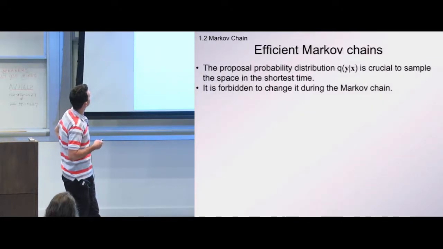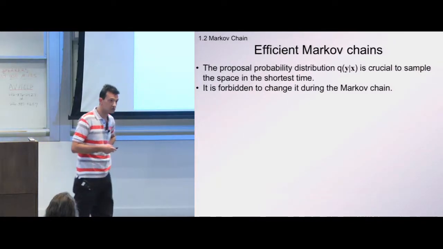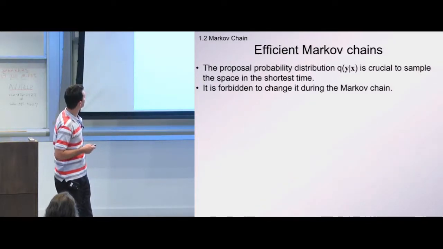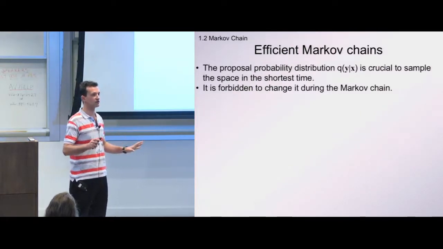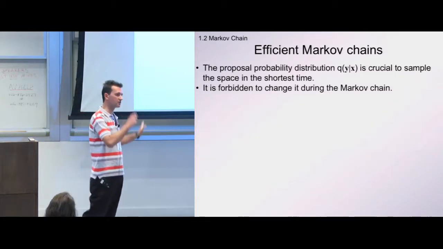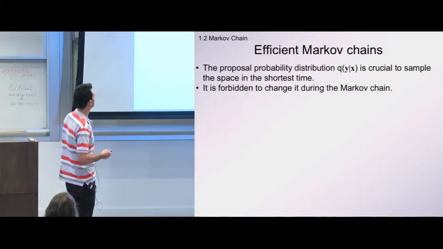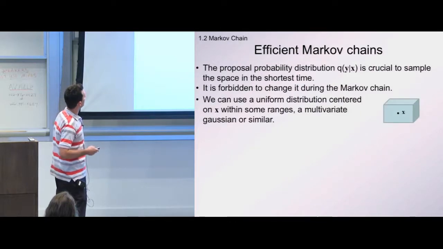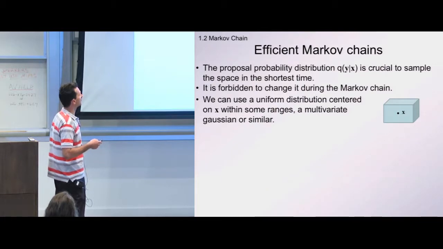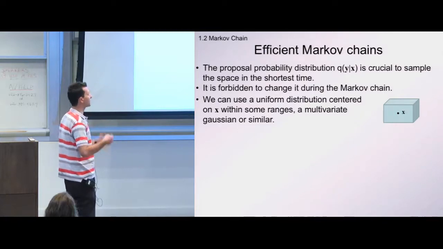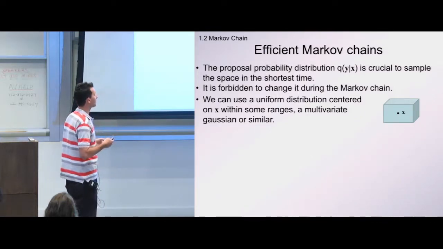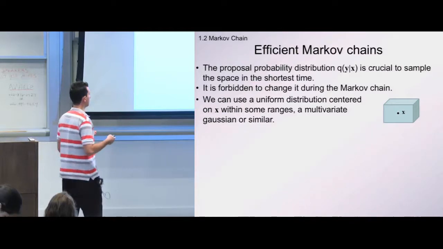Now, let's go back to this proposal probability distribution. The choice of this is quite crucial for the efficiency of the Markov chain. And you cannot change it during the Markov chain. This is forbidden. Otherwise, the final result will not be a representative sampling of the probability distribution. Well, what can you do? You can just use a uniform box centered on your data point. You can use a Gaussian, whatever, but the shape is not important. What is important is the size of this probability distribution.